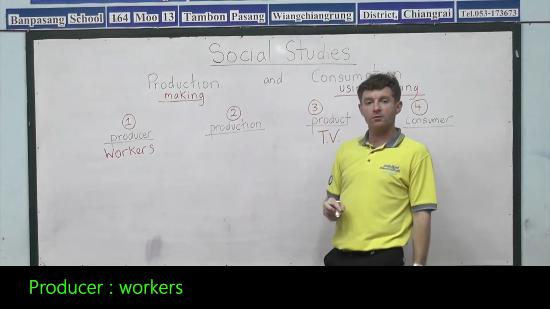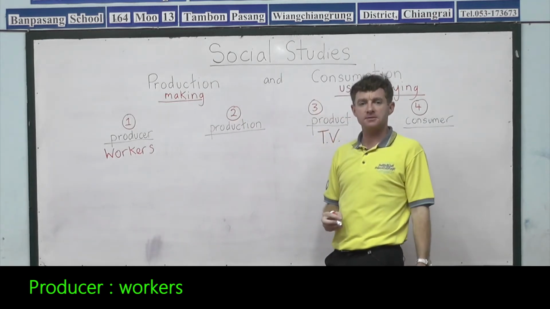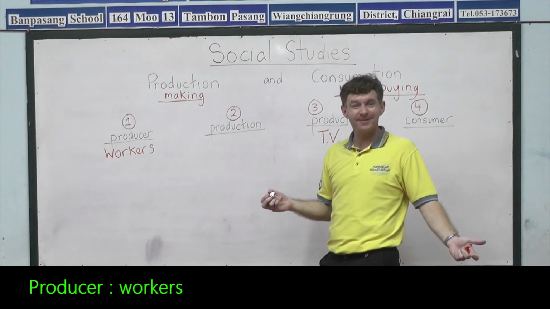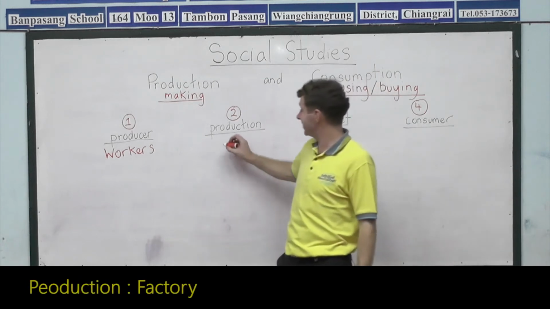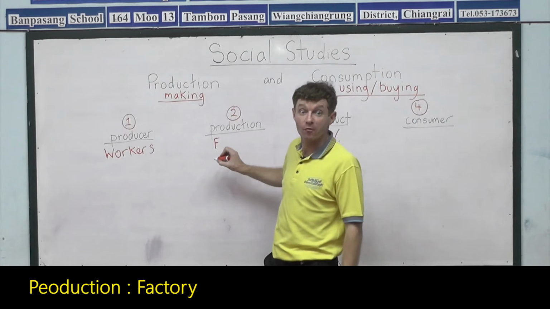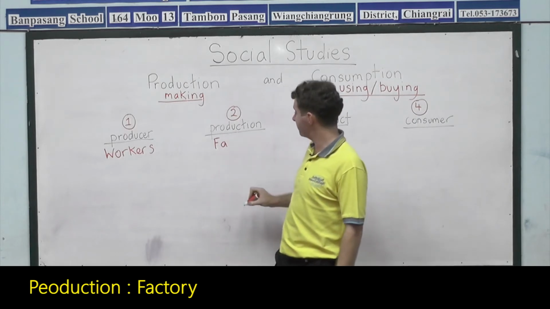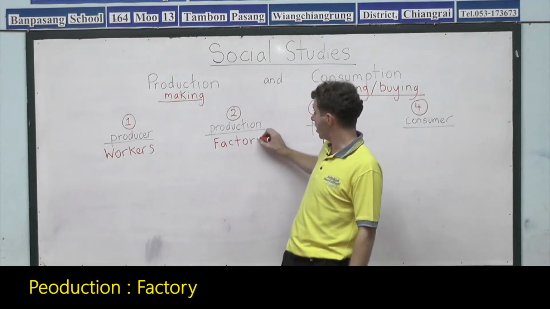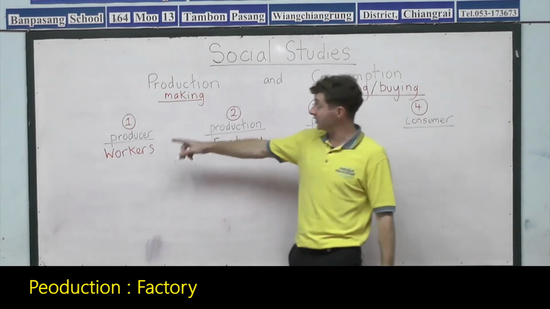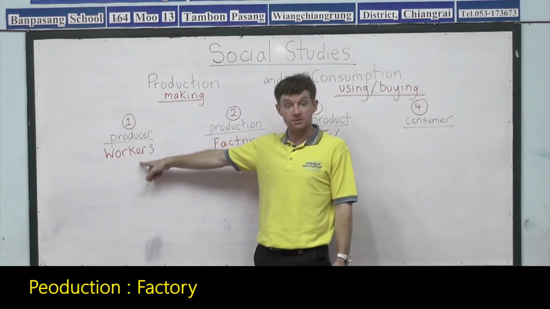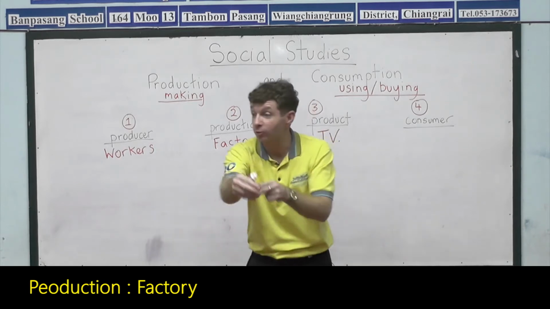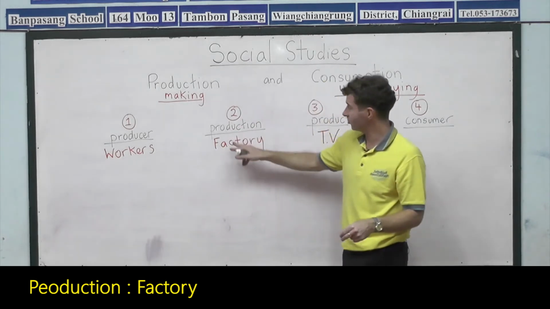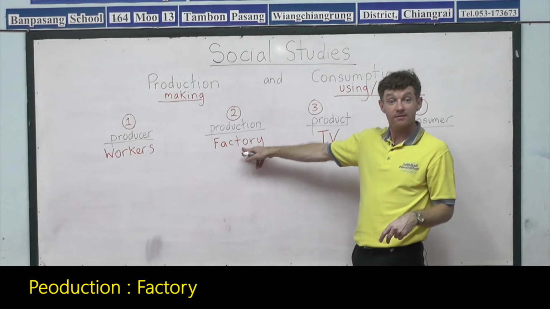What about production? Where will the making take place? At home? No. At the beach? No. They make TVs in the factory. F-A-C-T-O-R-Y. So stage 1, producer, workers. The people who work to put the TV together. They make the TV.